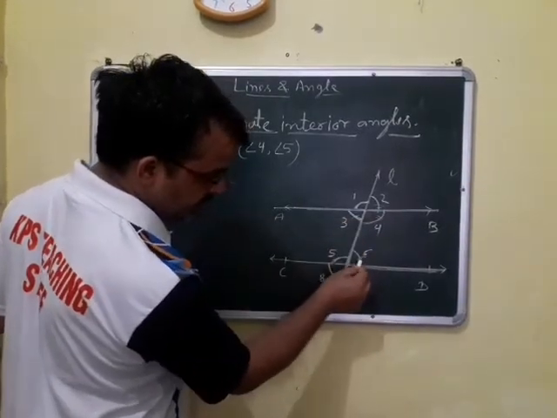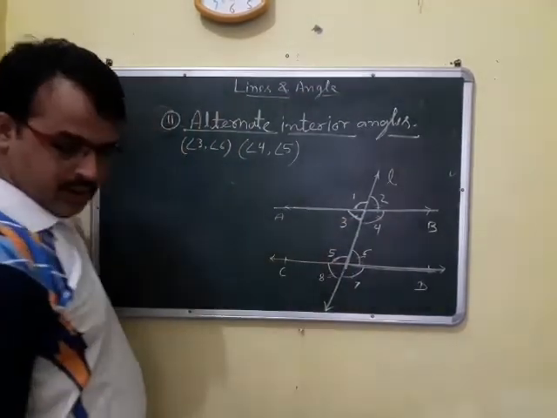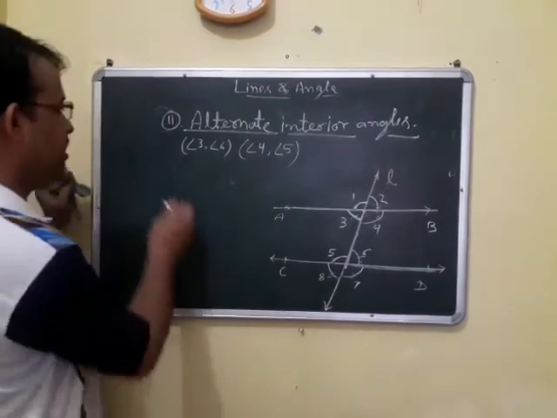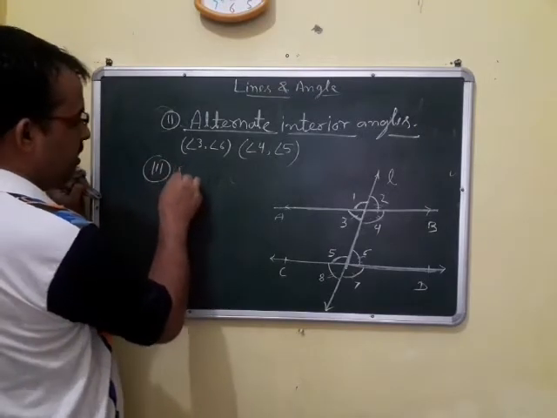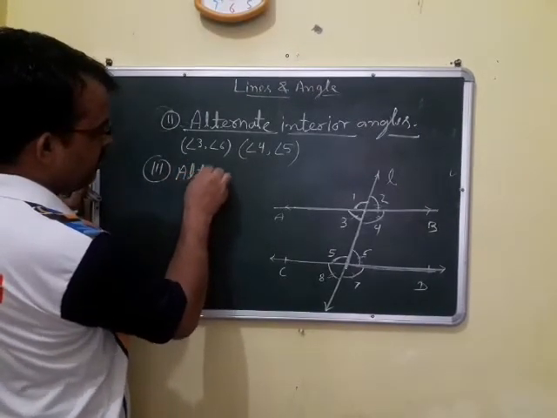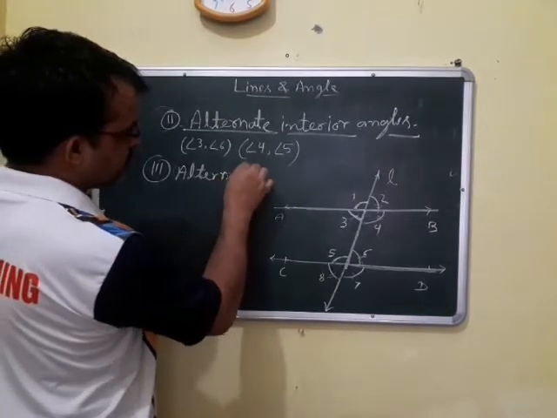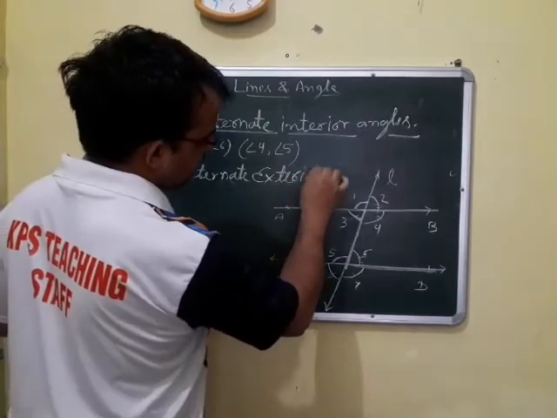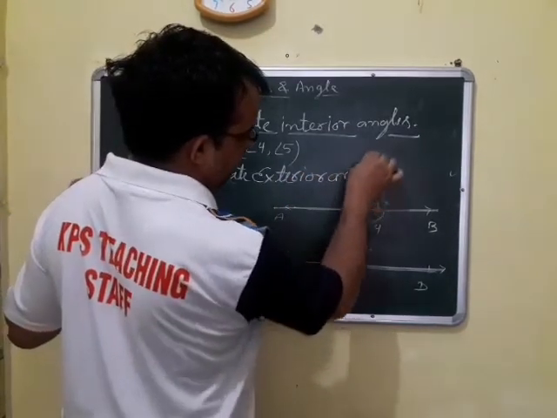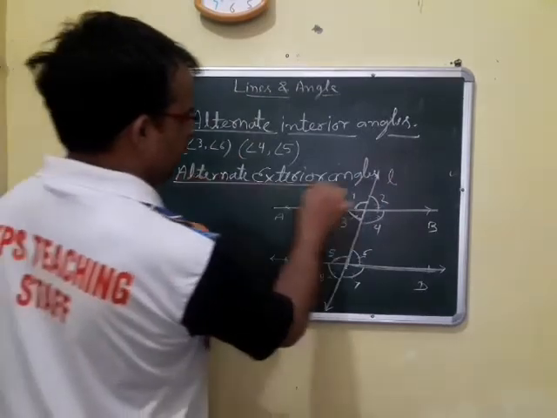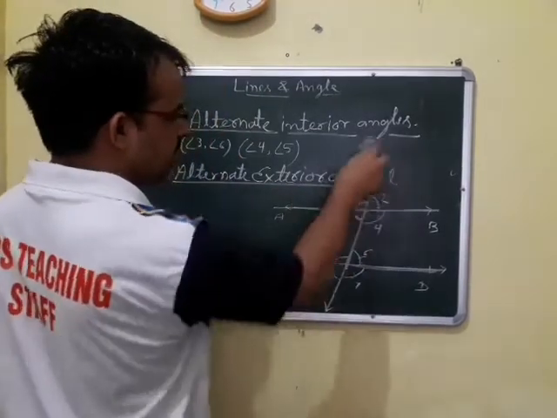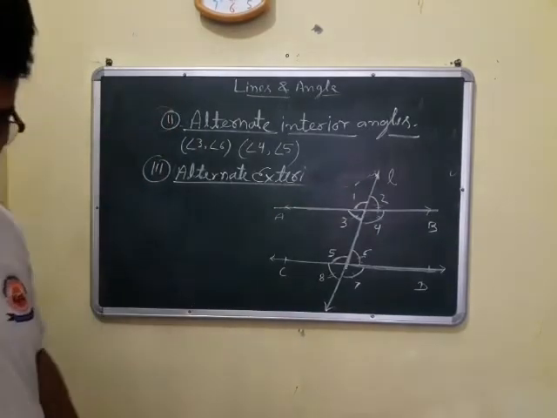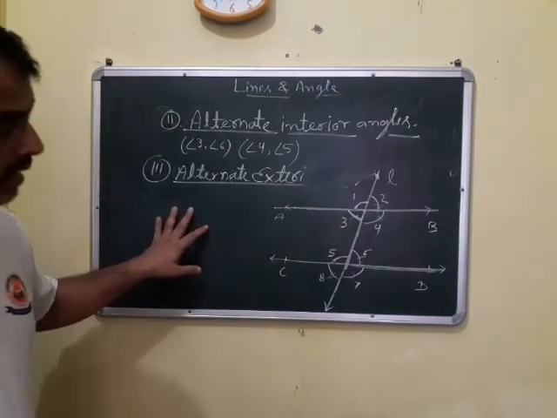This one 3 and 6, 4 and 5. Now find the alternate exterior angles. The third one is alternate exterior angle. What do we find here? Alternate exterior angle. Clear? These are the alternate exterior angles.